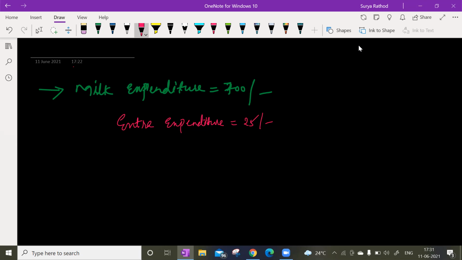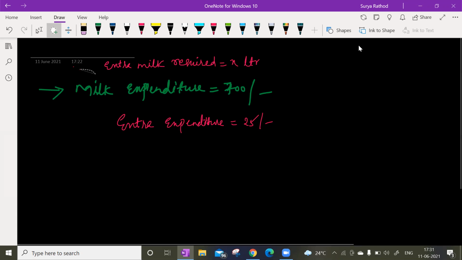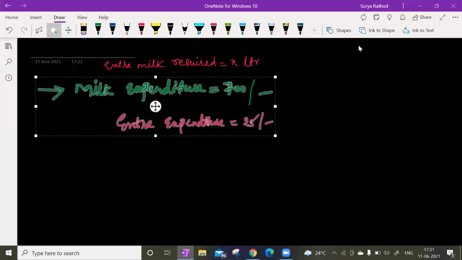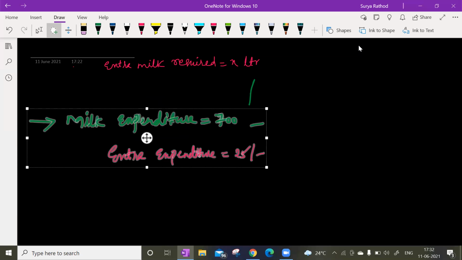Next question. Taking the quantity of milk required extra as x liters, and the total expenditure on milk as rupees y. He has given extra milk required as x liters, and the total expenditure on milk as rupees y.